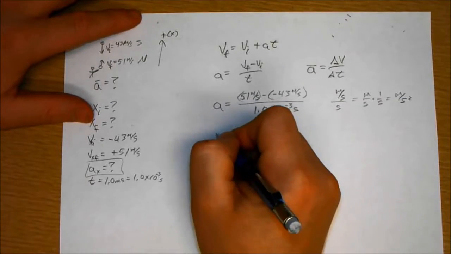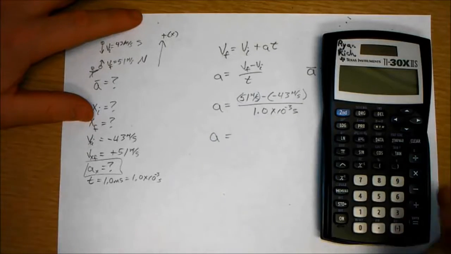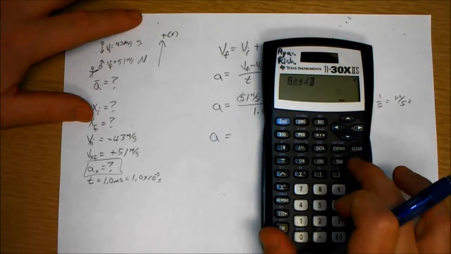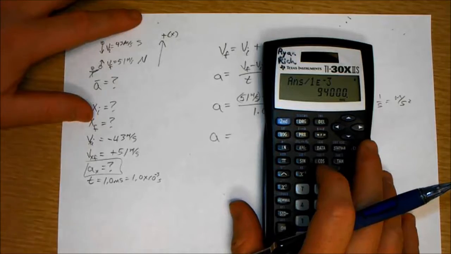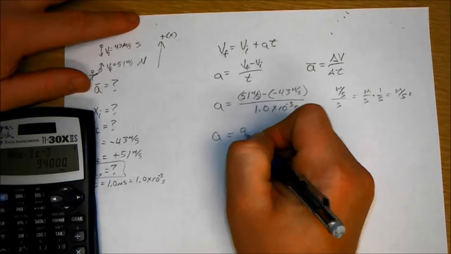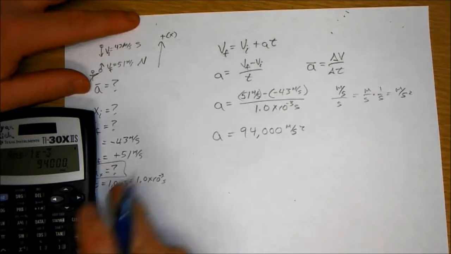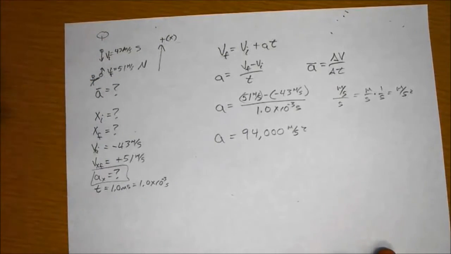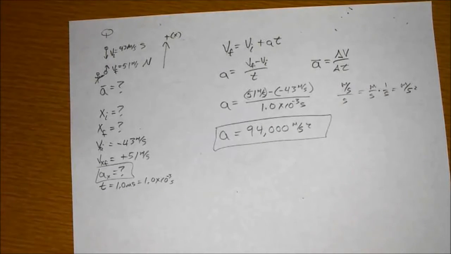The units work out. So a equals minus minus becomes a plus, 94,000 meters per second squared. Make sure, yep. That's a huge acceleration, of course, because it's a huge force imparted onto the ball.